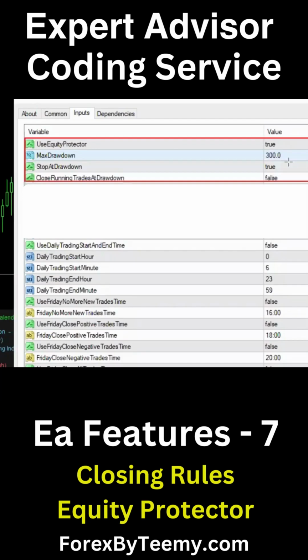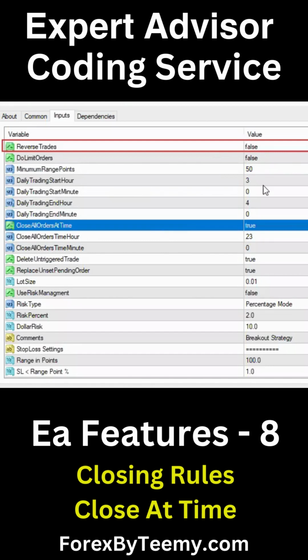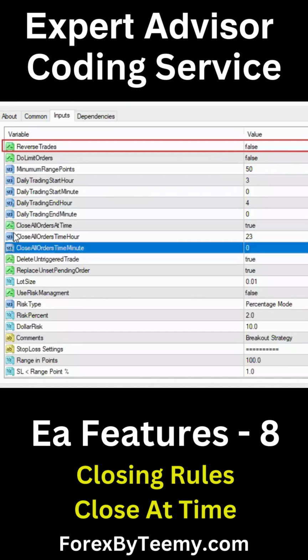You could use equity protection so that when the price gets to a particular negative value, it will close, either stopping and opening no new trades, or, as this one over here means, closing running trades at drawdown. Stop at drawdown, or you do this one. So it's either of those two, and that's equity protection. Another thing you can also do is close orders at a set time. If at the last time, we're going to close orders.